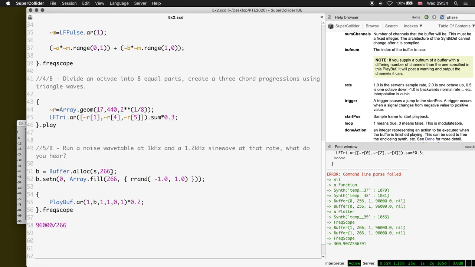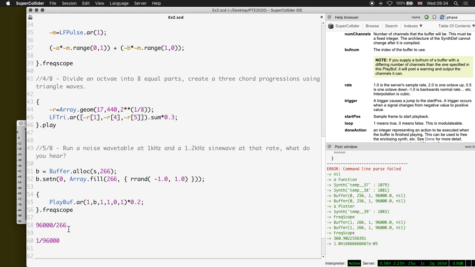And then let's see what I can conclude from that. I'm a bit puzzled here. So what we get is, let's look at the duration of one sample. Okay, let's do this the long way around. So the duration of one sample in seconds at the sample rate is 1.04 times 10 to the power of minus 5.